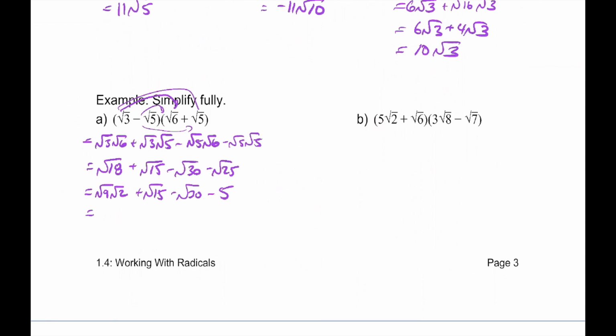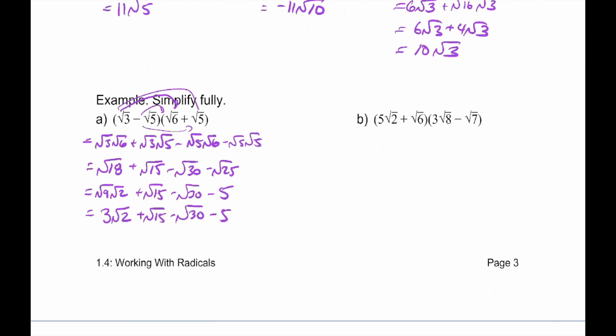So one last thing we do is take the square root of 9. So this is 3 root 2 plus root 15 minus root 30 minus 5. Everything is simplified, and unfortunately we cannot combine any more radicals together. So that really is our final answer. As unsimple as that looks, that's as simplified as we can get.